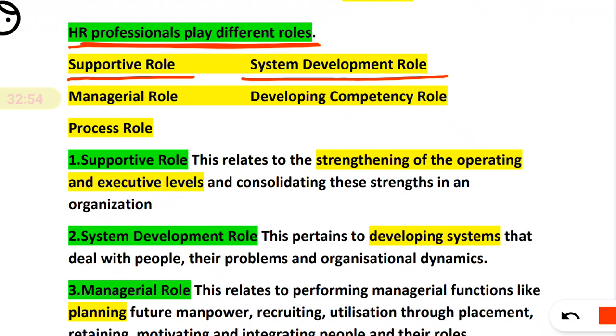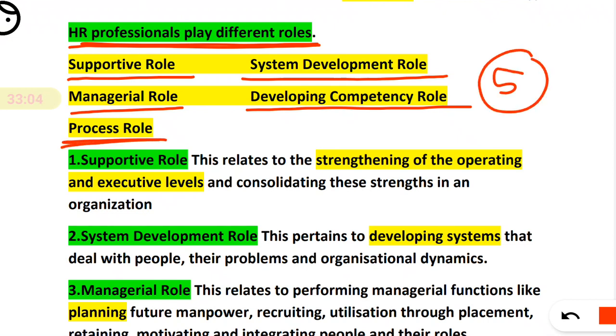Third is the managerial role. Fourth is the developing competency role, and fifth is the process role. So friends, those are 5 roles which are played by the HR professional, you have to remember. Okay, so how can they frame a question? Which of the following roles is not played by the HR professional? Okay, in this way they can frame a question. So there are 5 roles. We will discuss the roles one by one.